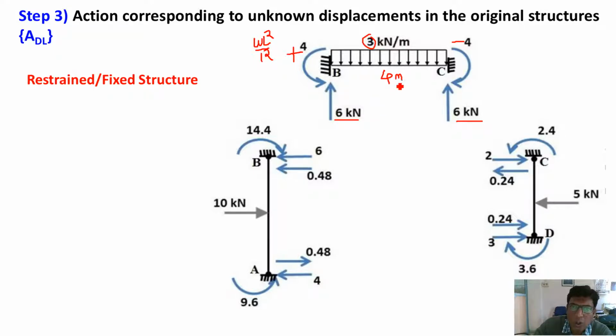We know how to find the reaction due to moment. It is the sum of moments at two ends divided by span. So what is the sum of moments? It is plus 4 on the left end and minus 4 on the right end, divided by span, which is 4. So 4 minus 4, the answer is 0. It means there is no reaction because of moments in the beam. Okay, so this beam part is over.